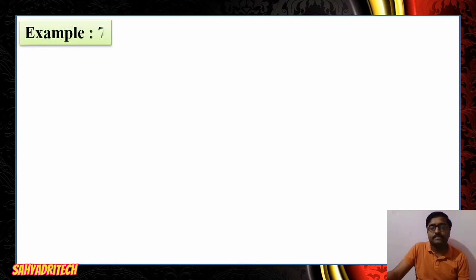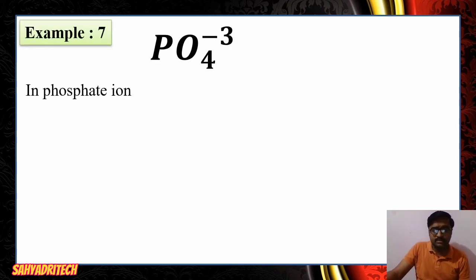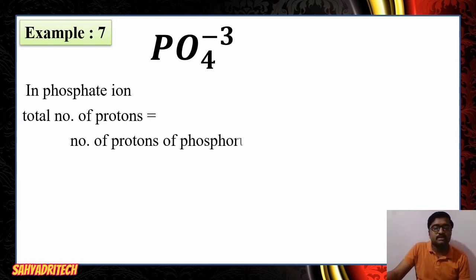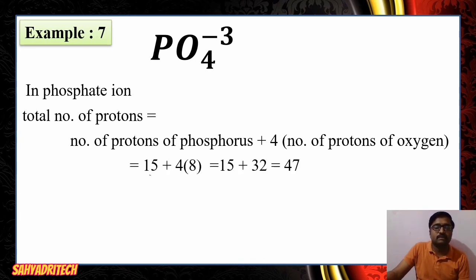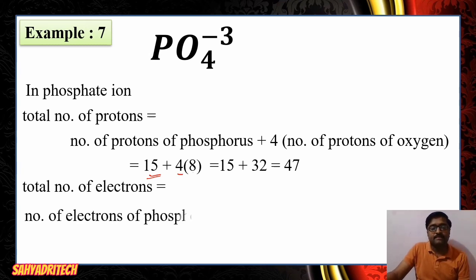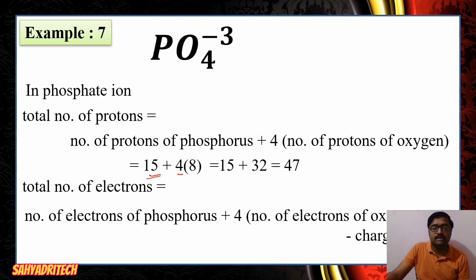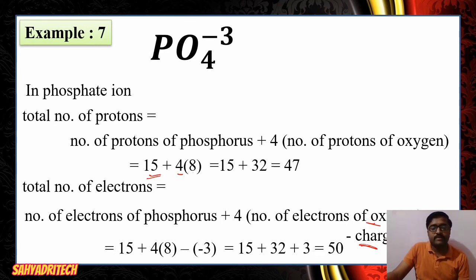Next example, phosphate ion. In the phosphate ion, again the total number of protons: number of protons of phosphorus plus 4 into number of protons of oxygen. Atomic number 15, so protons are 15 plus 4 into 8. So 15 plus 32, 47 total protons. And number of electrons: electrons of phosphorus plus 4 into electrons of oxygen minus the charge. 15 plus 4 into 8 minus of minus 3 charge. So 15 plus 32 plus 3. So how many electrons? 50 electrons.